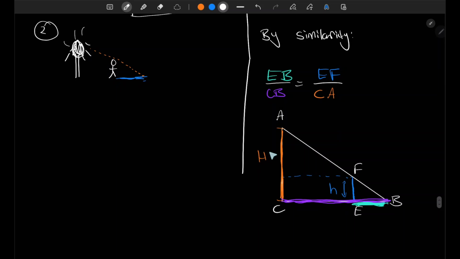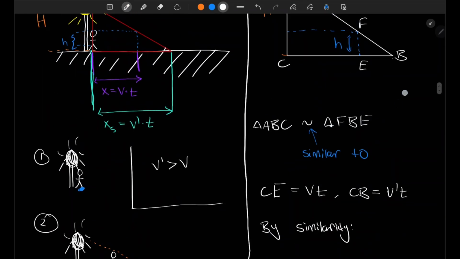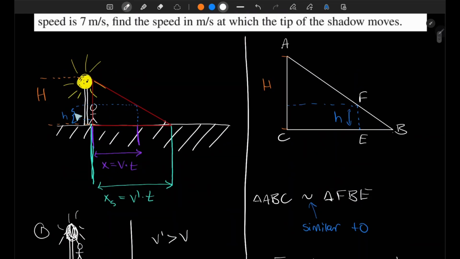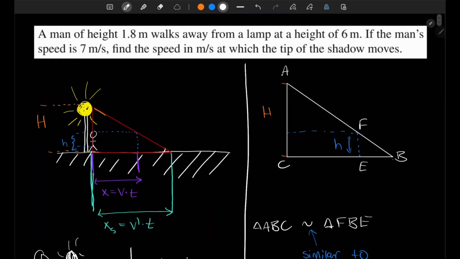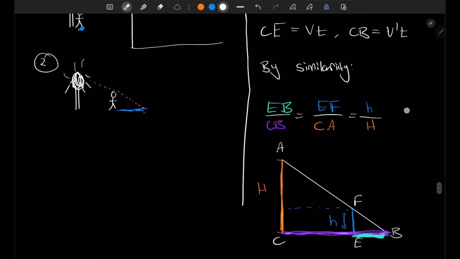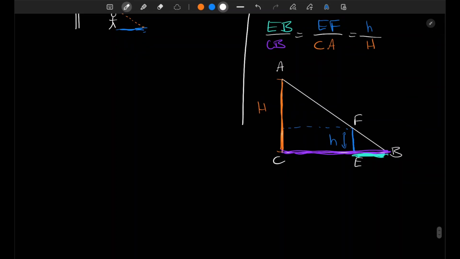But we know the blue and the orange heights, right? This is equal to little h. This is equal to little h divided by big H. And that's just because we're given those two numbers, right? We're given the height of the man, which is little h, from here on the left, and that's a height of 1.8. And then big H, which is the height of the lamp, is 6 meters. So we're given that. Okay.